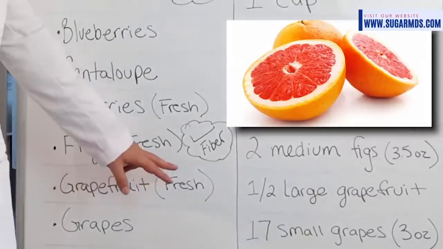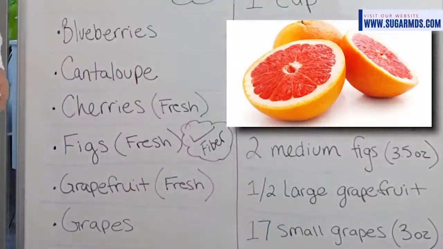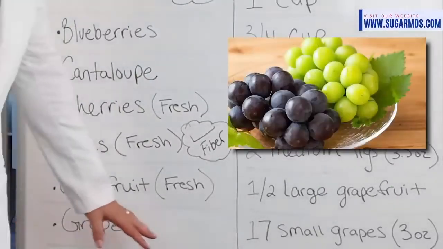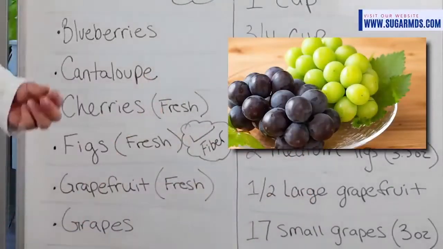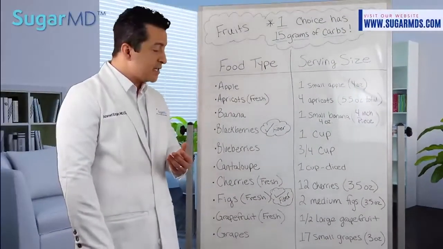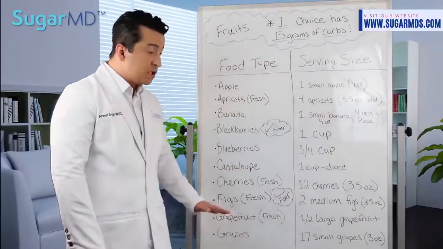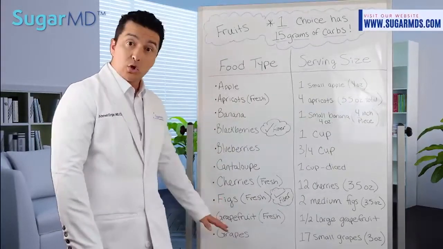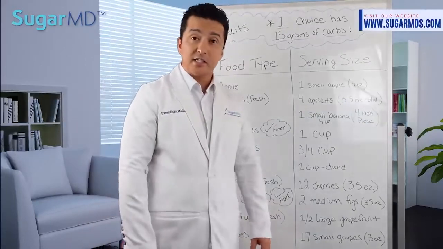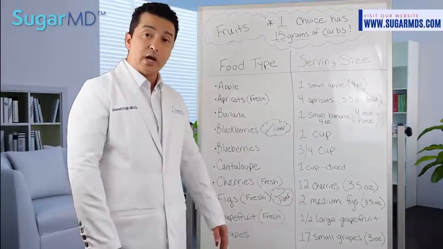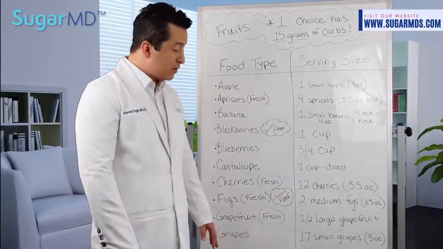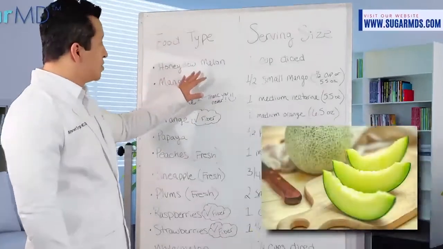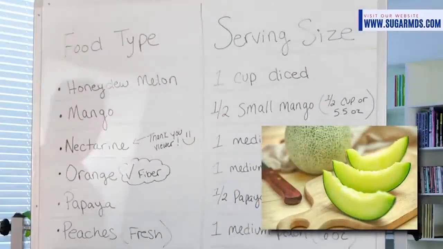The grapefruit, again, for the fresh one, half of that will be 15 grams. If you're going for the full one, you're looking at 30 grams of carbs. And the grapes, around 17 small grapes, or maybe 10 to 11 large grapes, will give you 15 grams of carbs. So be conscious of how many grapes you're eating, because those tiny things can add up pretty quickly. But if you're counting your grapes, you'll still be in check. When we look at the honeydew melon, 1 cup again, around 15 grams.